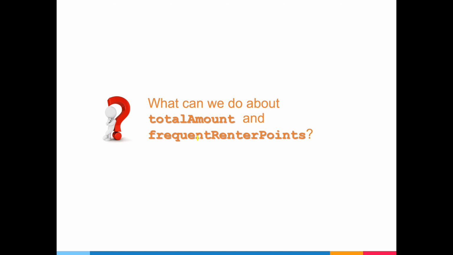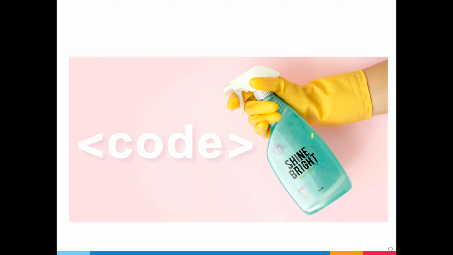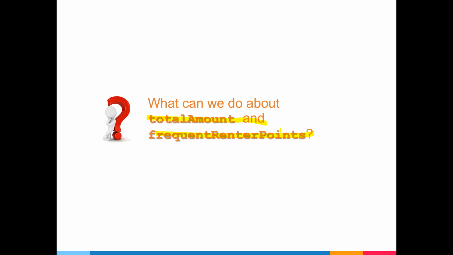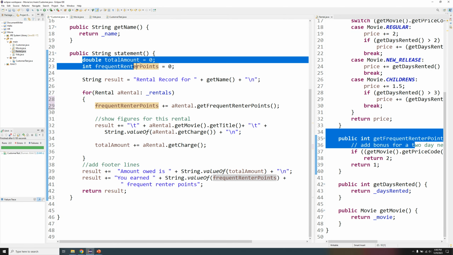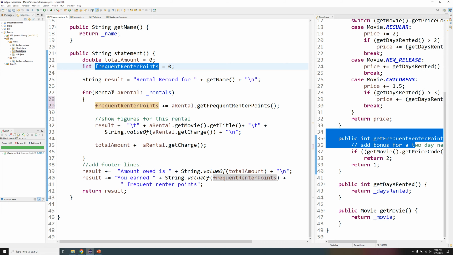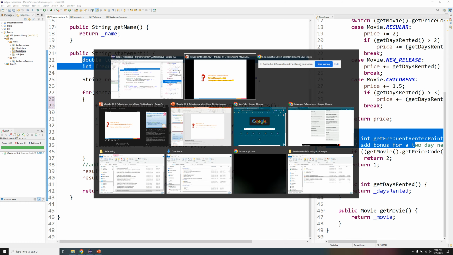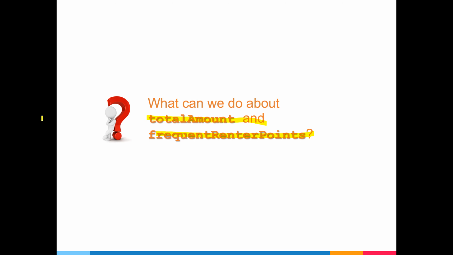So the next question I'm going to leave with you. What can we do about total amount and frequent renter points? And we will do that refactoring later on. Just let me repeat here. Total amount over here, frequent renter points over here. Can we move their own calculation into its own function, like getTotalAmount, getFrequentRenterPoints? So that is the next thing we will be tackling. Thank you.